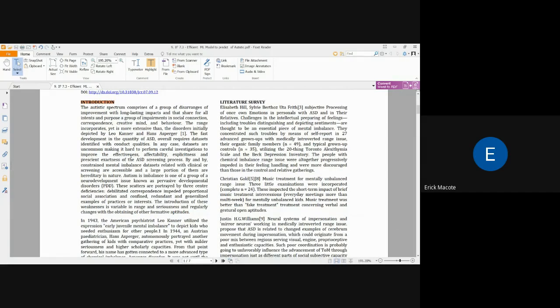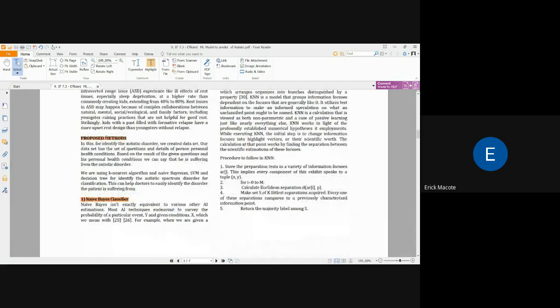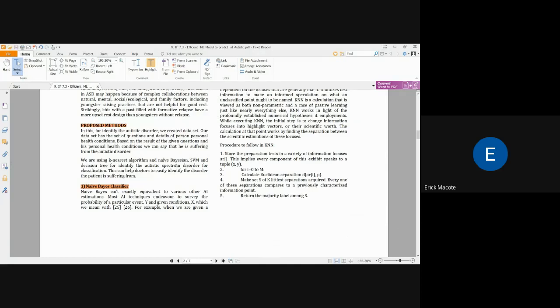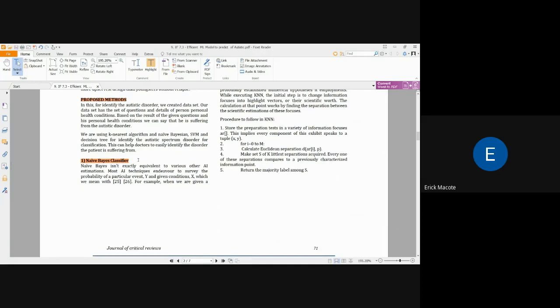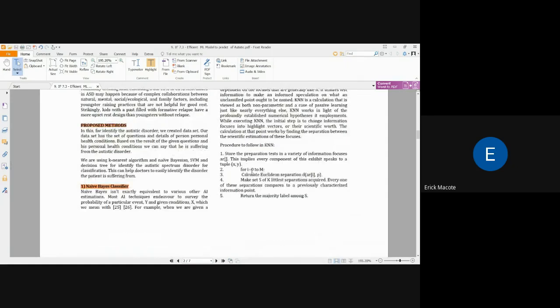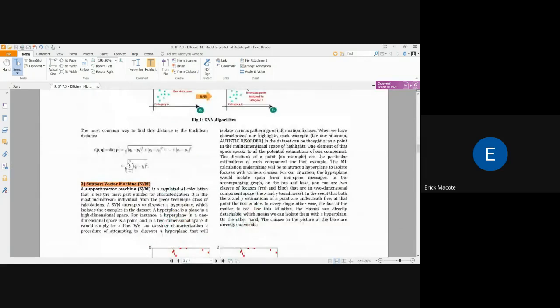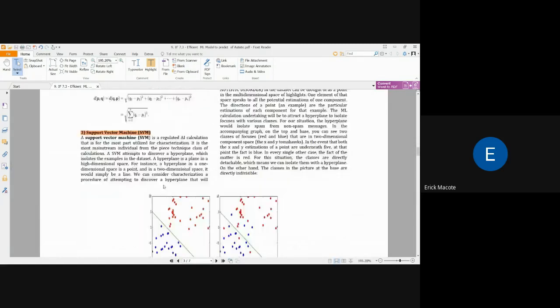Now, we will see the proposed methods to identify the autistic disorder. A data set was created which has a set of questions and aspects of personal health condition. Based on this, we can say whether he's suffering the disorder. Furthermore, algorithms such as K nearest neighbors, Naive Bayes, support vector machine, and decision tree.